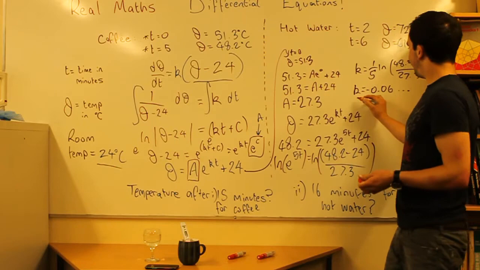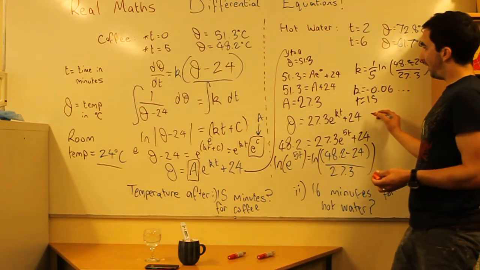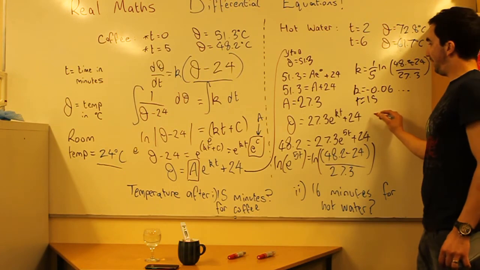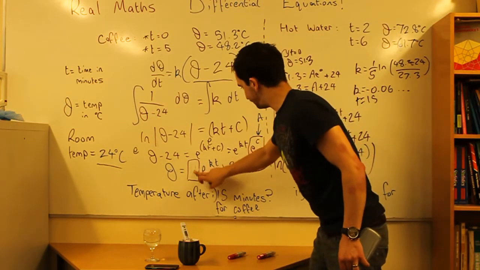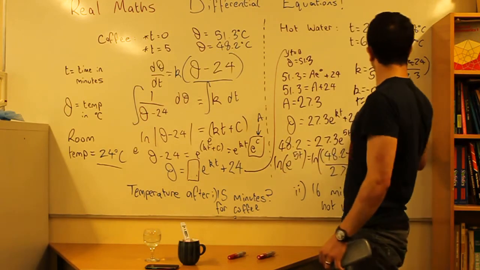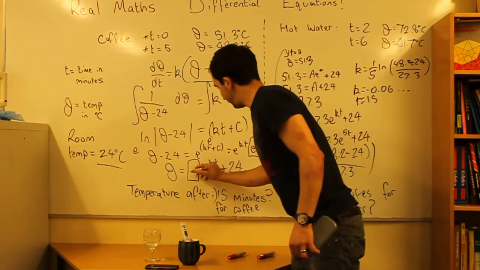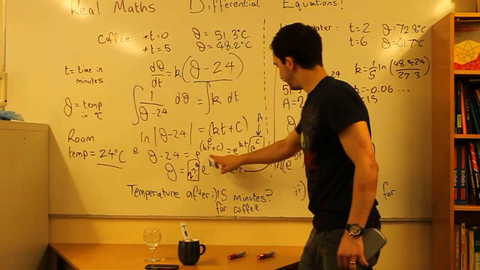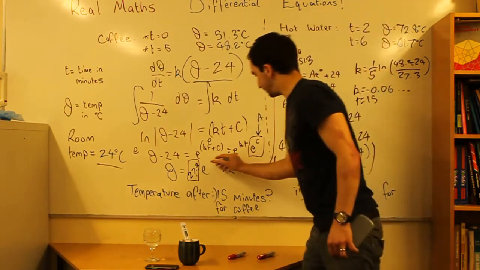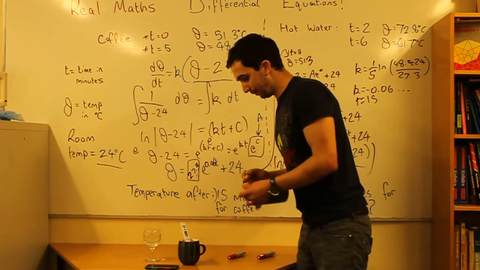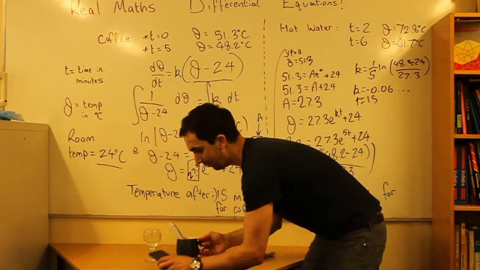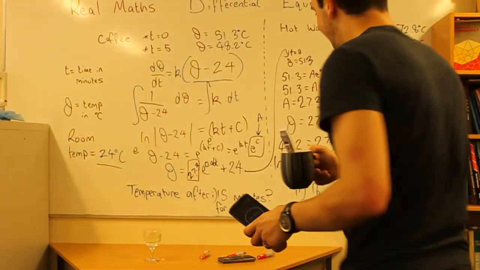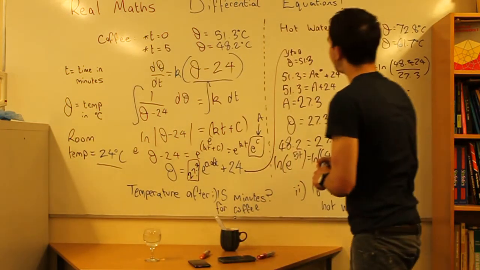Okay, so we want to know when t is 15, and we've got theta equals A, which is 27.3, e to the power of k, which is 0.06 t. Okay, it's come up to 15 minutes. It's come up to 15 minutes. The temperature is 45.2. As you can see, that's a real temperature, 45.2. Okay.